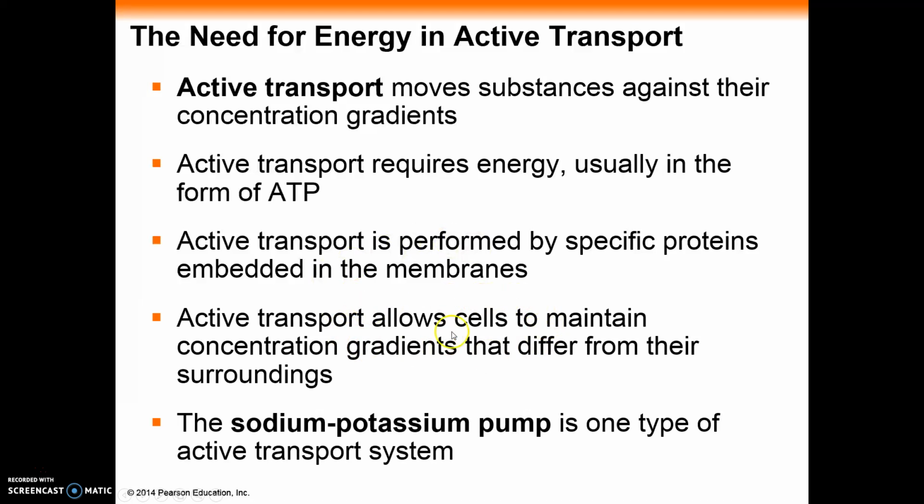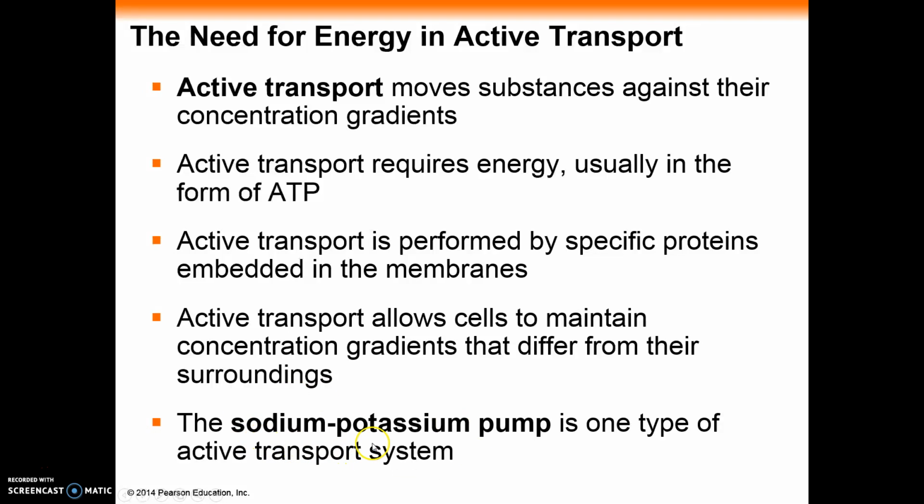Now, active transport allows cells to maintain particular concentration gradients that differ from their surroundings. So think about the amount of sugar that might be in a cell. That cell needs that sugar for fuel. There are always going to be low concentrations of sugar outside the cell, but it needs to maintain high concentrations inside the cell. So the cell is constantly working to absorb sugar against this concentration gradient.